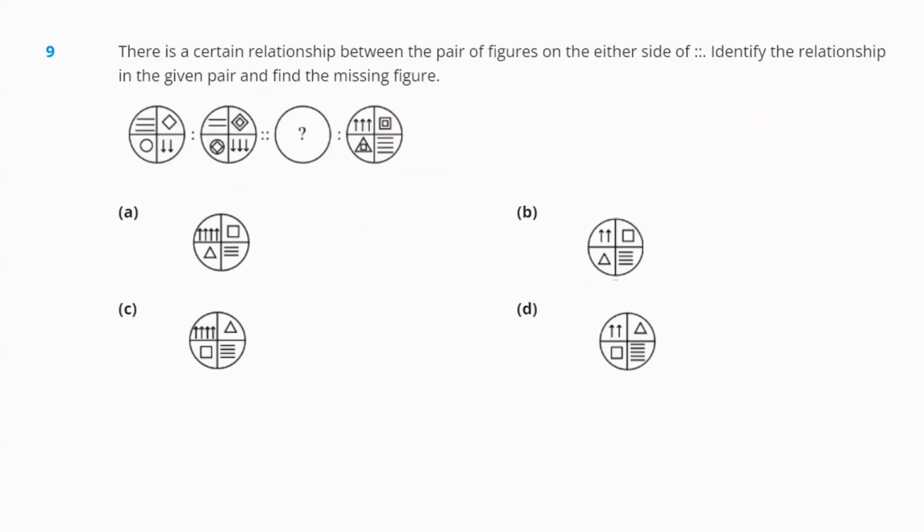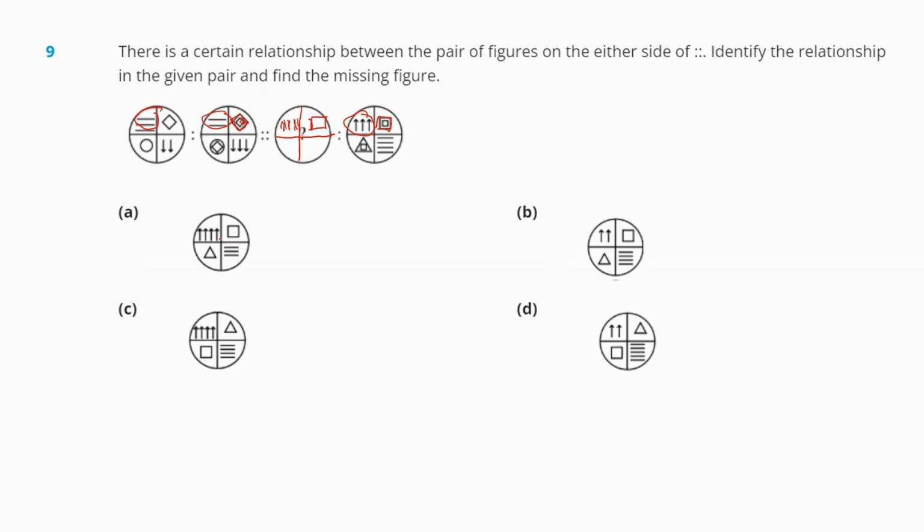There is a certain relationship between the pair of figures on either side. Identify the relationship in the given pair and find the missing figure. Firstly, draw this like this. If you see, 2 sticks are increasing to 3. So 3 will increase to 4. Now, if you see, the big square and the small square change to only big. So here it will be a big square.